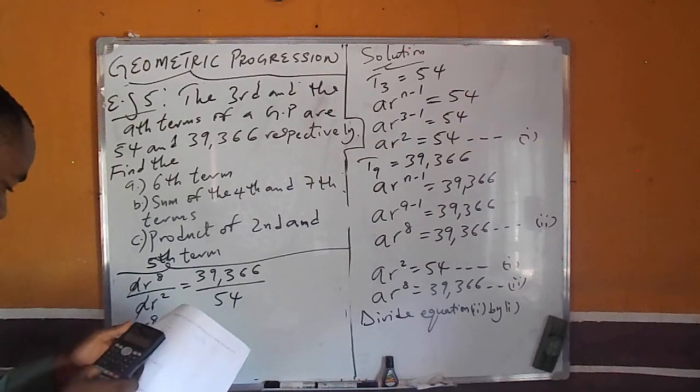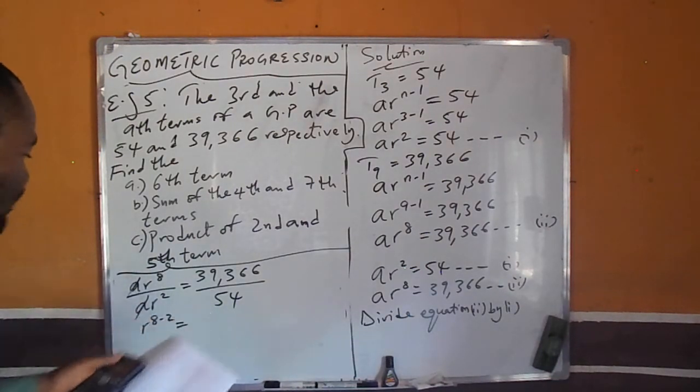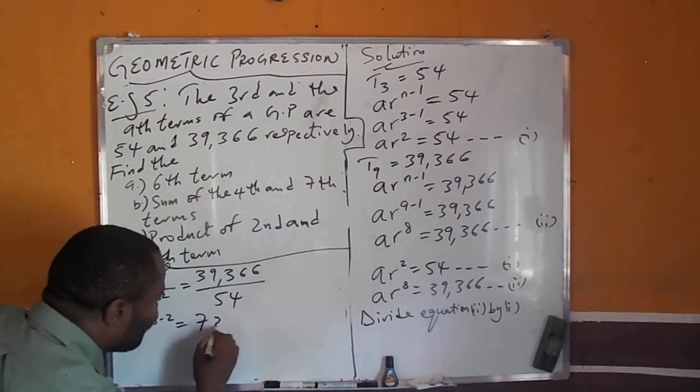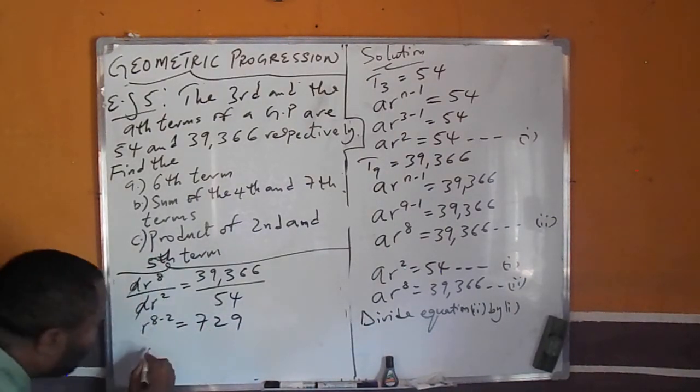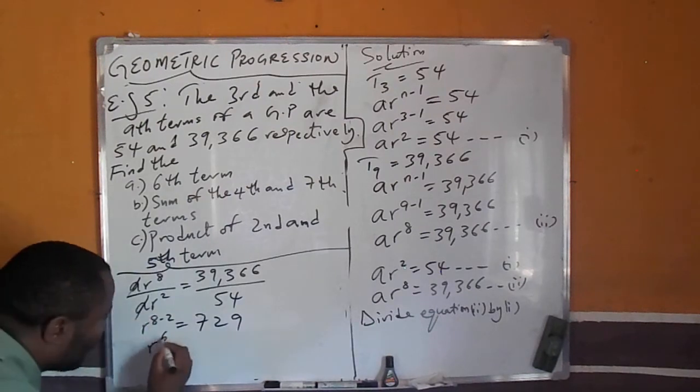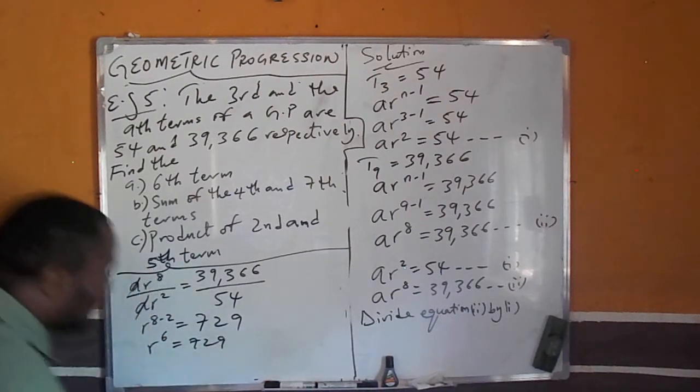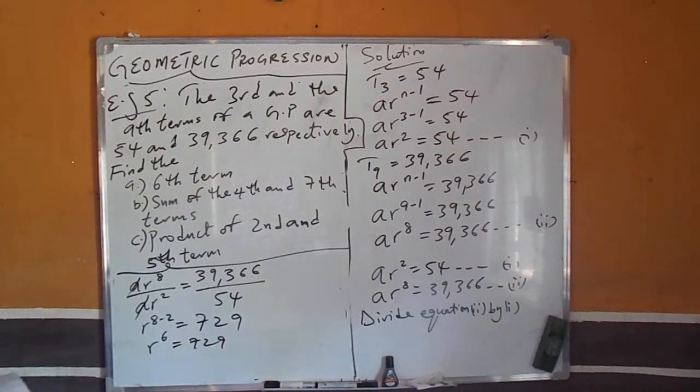39,366 divided by 54 will give you 729. So R raised to power 8 minus 2, which is 6, equals 729. R raised to power 6 equals 729. We are not looking for R raised to power 6; we are looking for ordinary R.